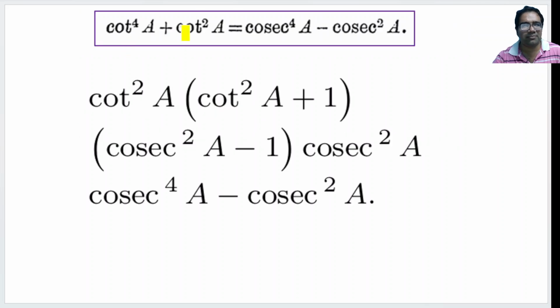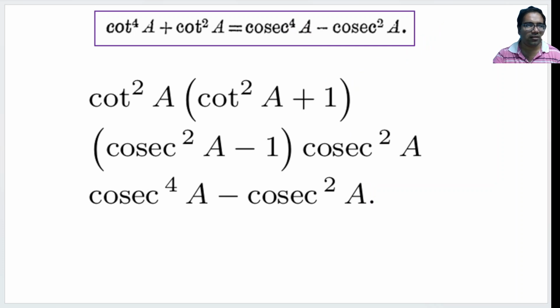Next. Very similar. We have to convert cot to cosecant. Right? Cosecant square a minus cot square a equals 1. We know. Right? So here let's take cot square a common. Then this becomes cot square a into (cot square a plus 1). But this is cosecant square a. Right? So cosecant square a minus 1 is cot square a. So cot square a plus 1 is cosecant square a. So this becomes cosecant square a minus 1. This becomes cosecant square a. So the multiplication of this becomes cosecant power 4a minus cosecant square into 1, which is minus cosecant square a. This is what we wanted to prove.